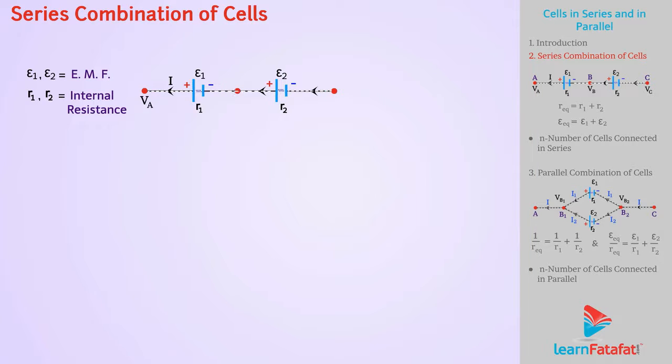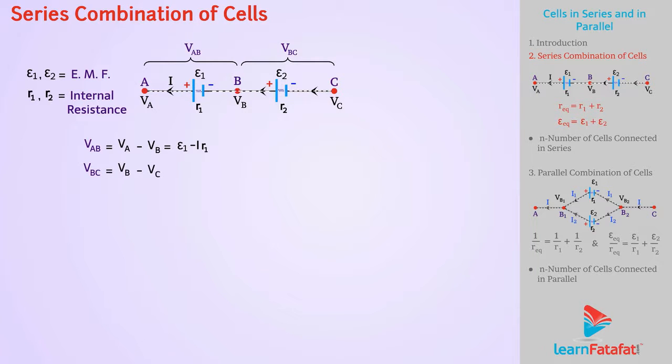If VA, VB and VC are the potentials at points A, B and C, then the potential difference between A and B is VAB equals VA minus VB, which is equal to epsilon1 minus IR1. Similarly, between points B and C, VBC equals VB minus VC, which is equal to epsilon2 minus IR2.